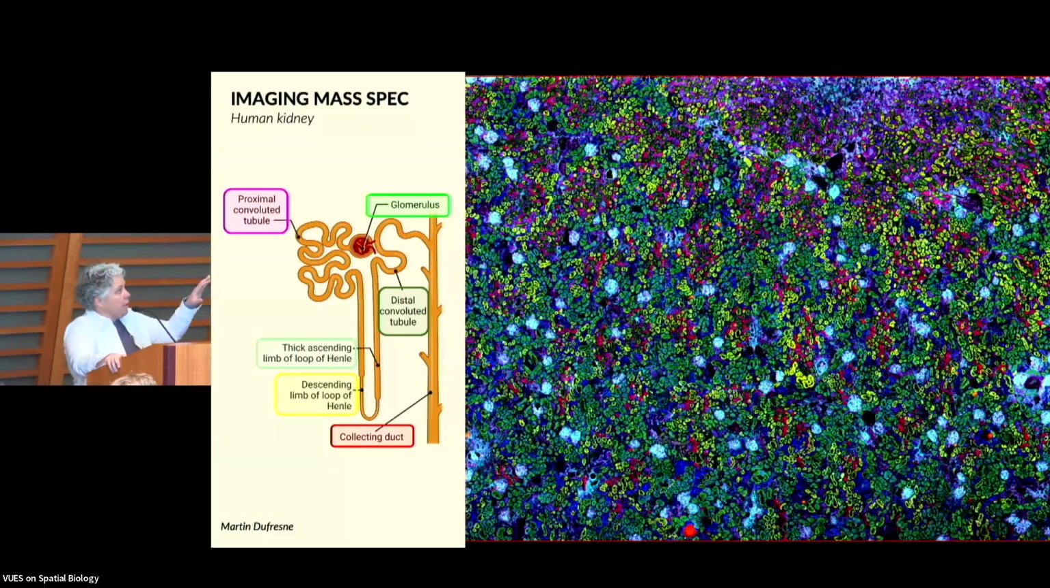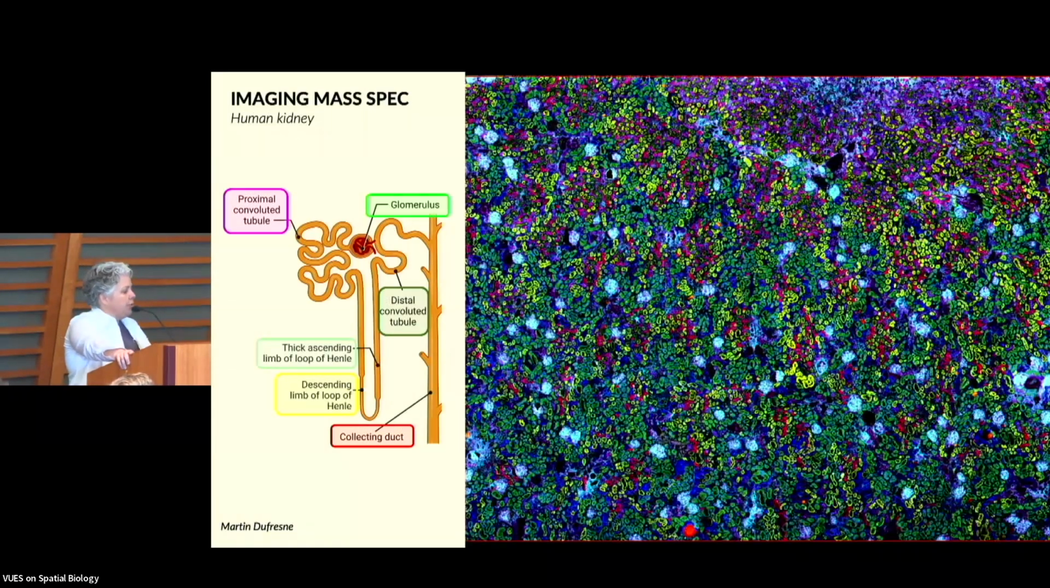What I'm showing you here on the right is an IMS image, a very high resolution, high quality IMS image generated by Martin Dufresne in our lab. And each of the colors being projected here represent a single lipid, so a single m/z, a single ion. And what becomes somewhat immediately clear is that there are specific associations between lipids and the FTUs.